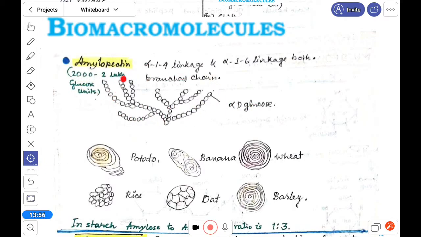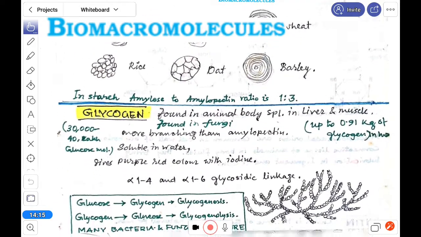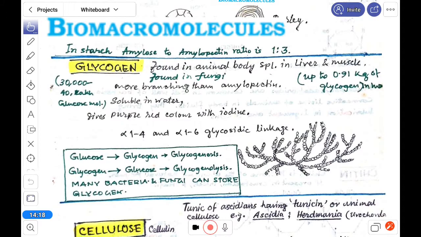It can have 2000 to 2 lakh glucose units. So potato, banana, wheat, this type of structure is possible. Here a line means the chain. Glycogen is another one, which is found in animals. Here also both types, 1,4 and 1,6 glycosidic linkages, are available, and it looks like this type of branch. Here 30,000 to 40 lakh glucose molecules are possible.